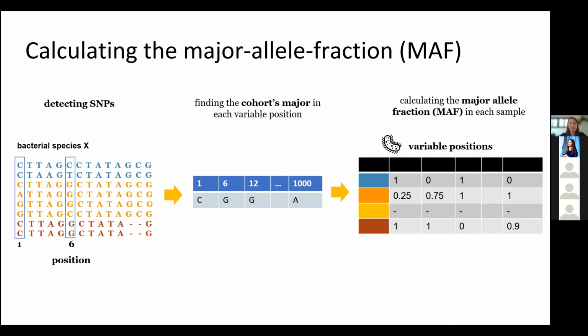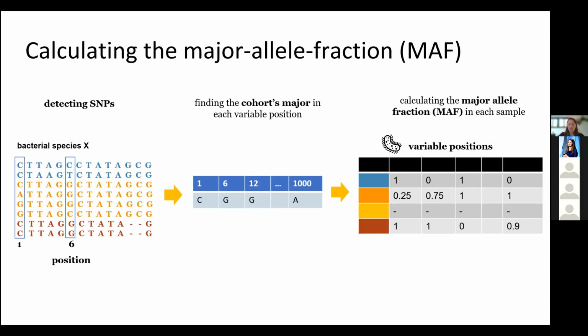The second step after finding the variable positions was finding the major allele, the cohort-wide major allele of each position, the most frequent allele for this genomic position of the bacteria. And then after we have the major allele for each position, in one bacterial species for example, in each of its variable positions, we wanted to quantify the major allele fraction of each sample. So this is the genotype of each sample.